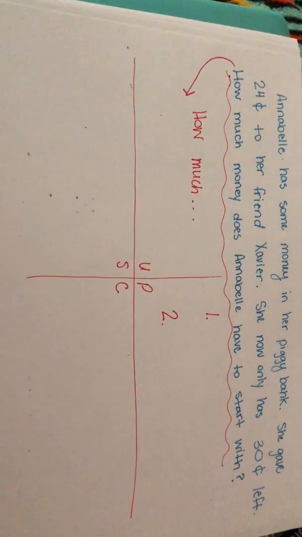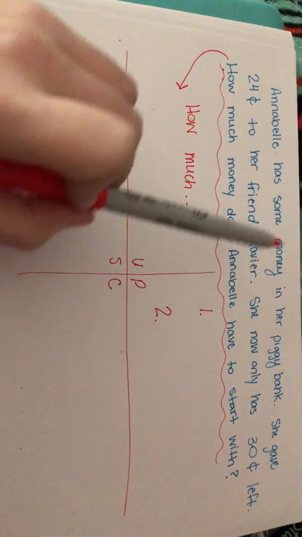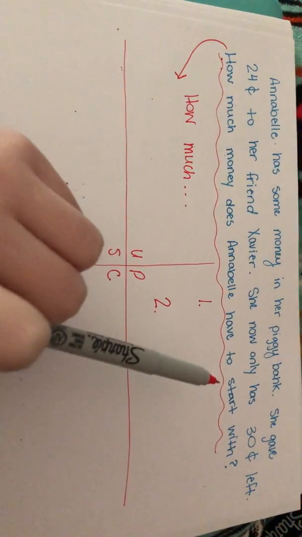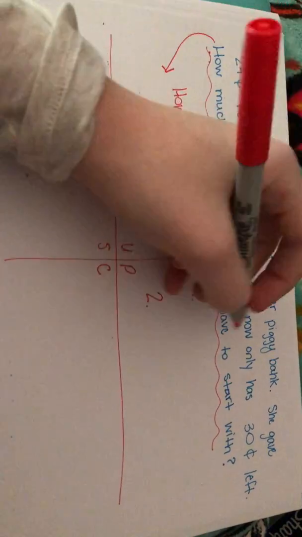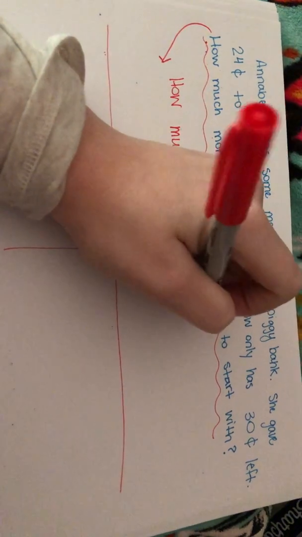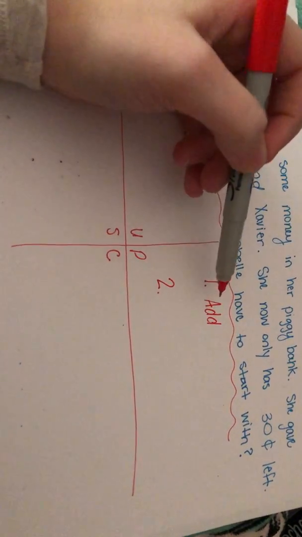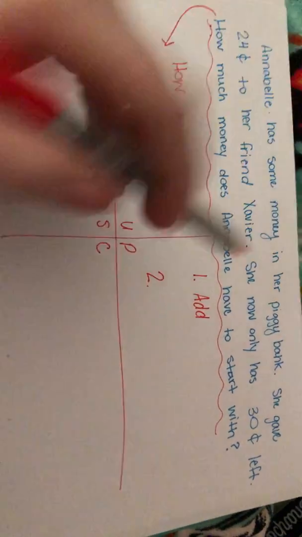So we as parents know that if Annabelle starts with some money in her bank and she gives some away and has some left, we want to find out what she started with, which means that we have to add. So we're going to write the word add. You can write the word addition as long as we know that we're adding.